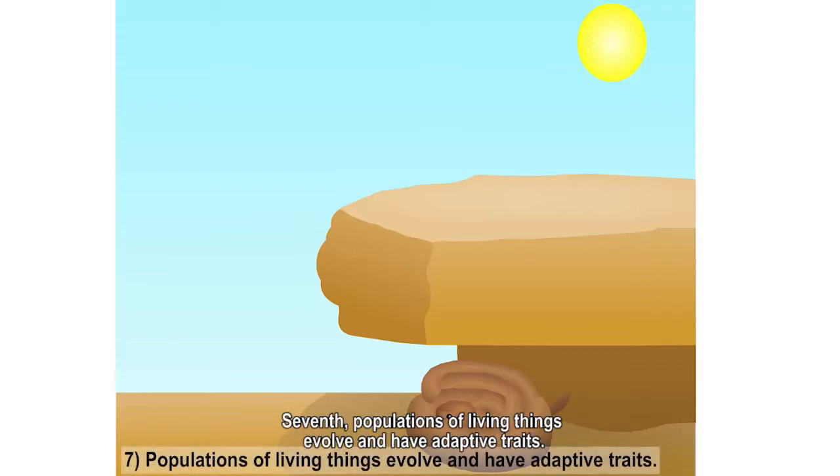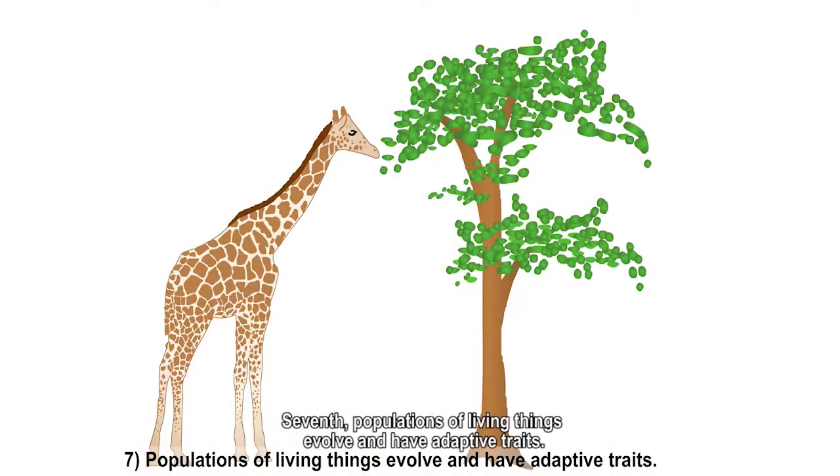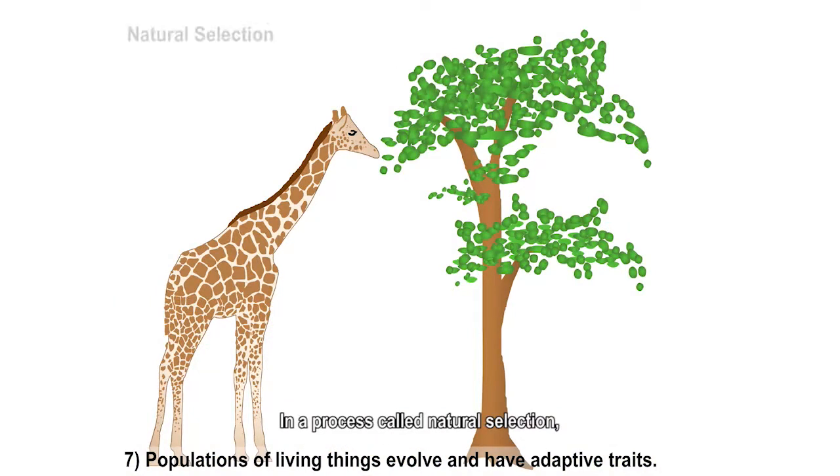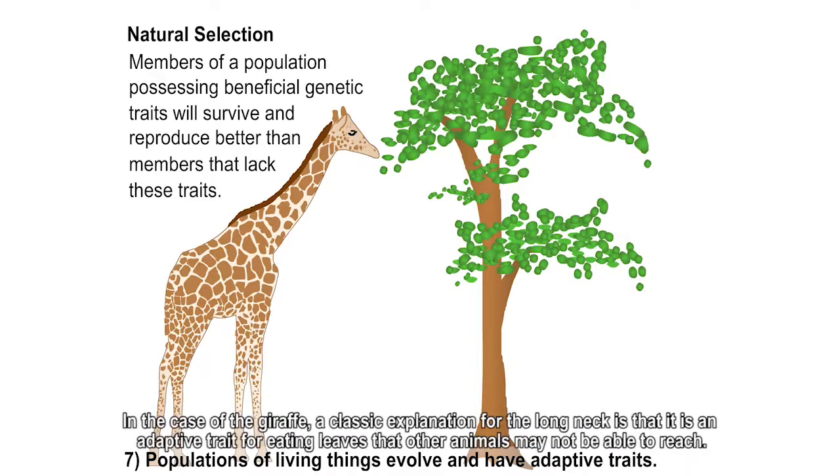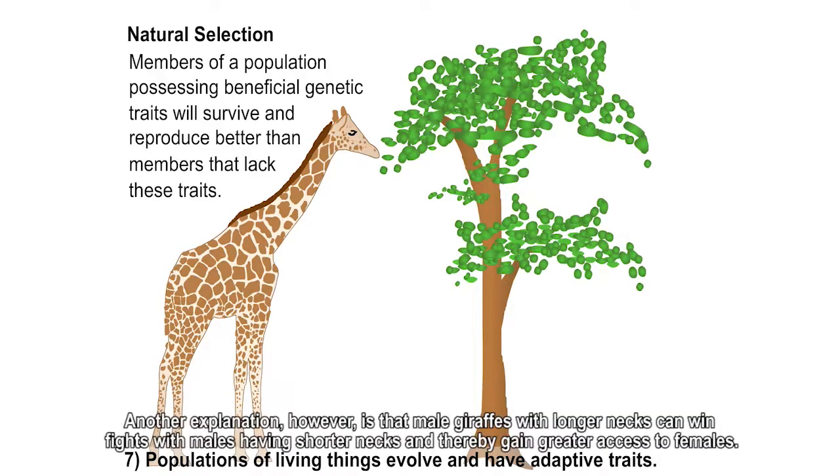Seventh, populations of living things evolve and have adaptive traits. In a process called natural selection, members of a population possessing beneficial genetic traits will survive and reproduce better than members of the population that lack these traits. In the case of the giraffe, a classic explanation for the long neck is that it's an adaptive trait for eating leaves that other animals may not be able to reach. Another explanation, however, is that male giraffes with longer necks can win fights with males having shorter necks and thereby gain greater access to females.